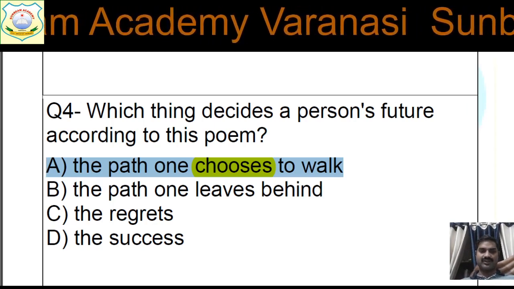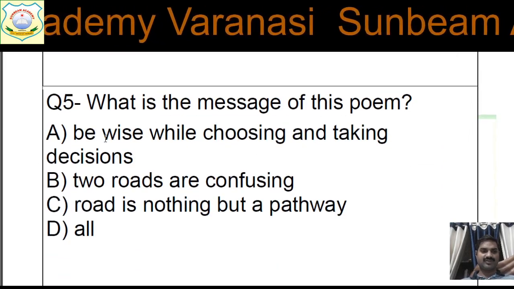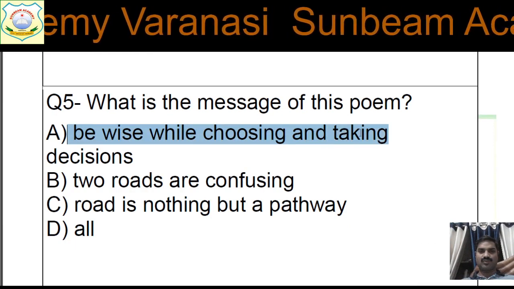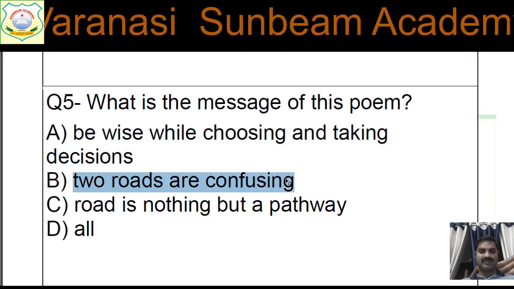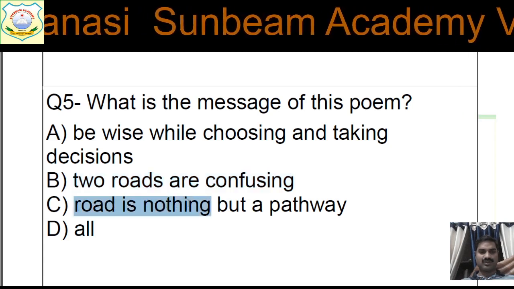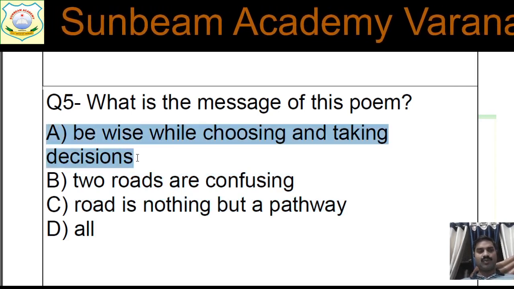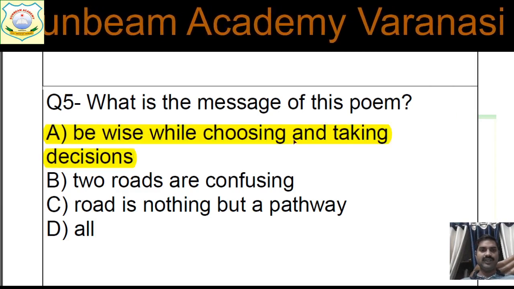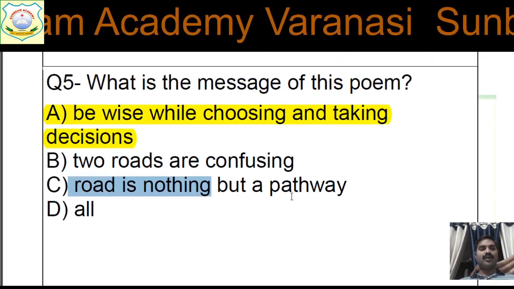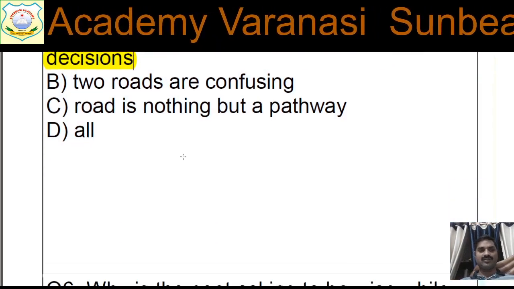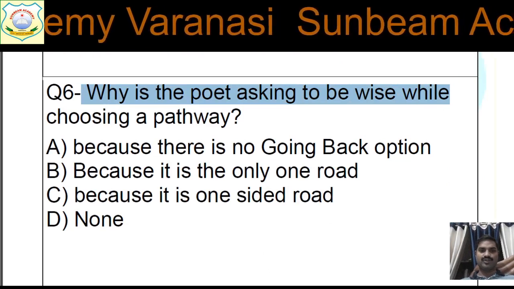Okay. Next question is fifth. What is the message of this poem? Very nice question. First option is, be wise while choosing and taking decisions. It is correct. Two roads are confusing. Road is nothing but a pathway. I think that A option is the most suitable answer here to my mind. Otherwise B option may also be correct, C option, but here we are required to choose the most appropriate. So the first option is correct. Sixth, why is the poet asking to be wise while choosing pathway?